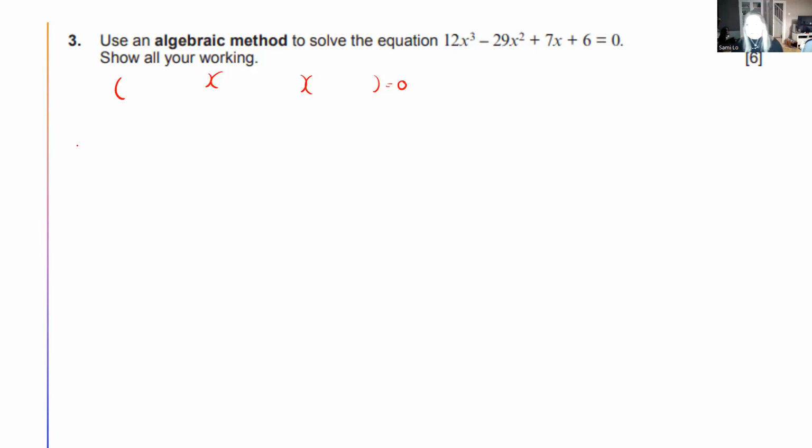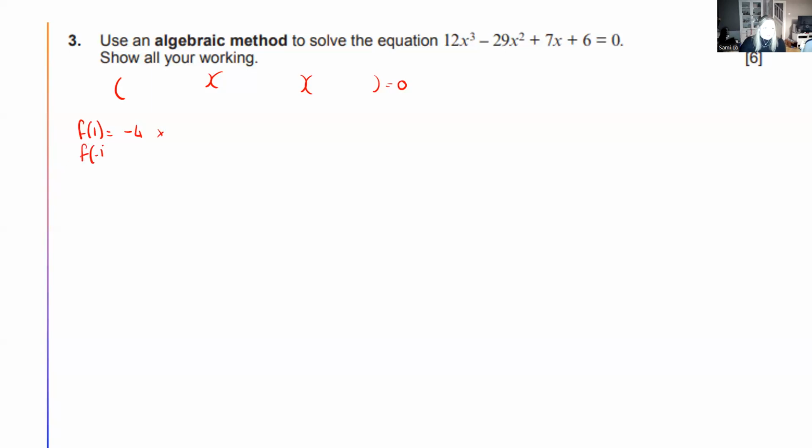So the first thing we want to do is find a factor, one of the brackets. We don't need to find all 3, but we're just going to start subbing in some values. What I tend to use is 1 first off, so I plug that in and type it into my calculator: 12 times 1 to the power of 3 minus 29 times 1 to the power of 2 and so on. Once I type that in, that gave me -4, so I know it's not a factor.